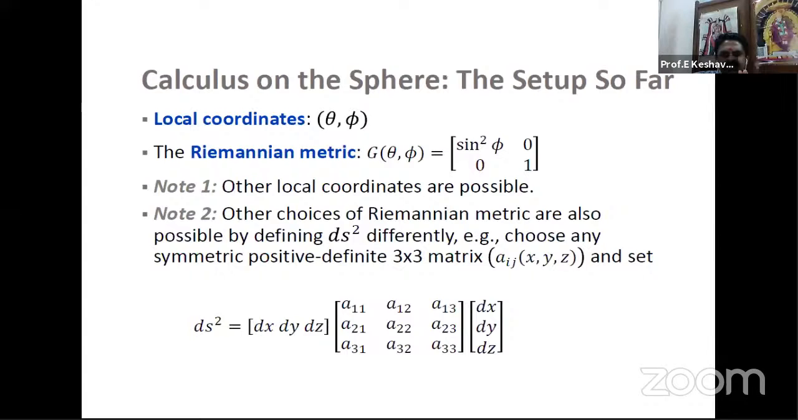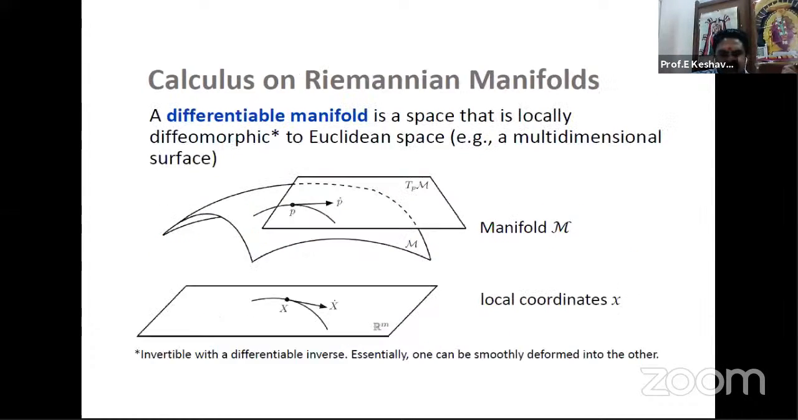And the local coordinates here are theta and phi, and the Riemannian matrix we have already defined. Other local coordinates are also possible, and other choices of Riemannian matrix are also possible. That defines the local coordinates by defining ds squared differently. For example, if I want to make a 3 by 3, I can make ds squared with dx, dy, dz as the inputs, with a 3 by 3 matrix and this column matrix. Like this we can have it.